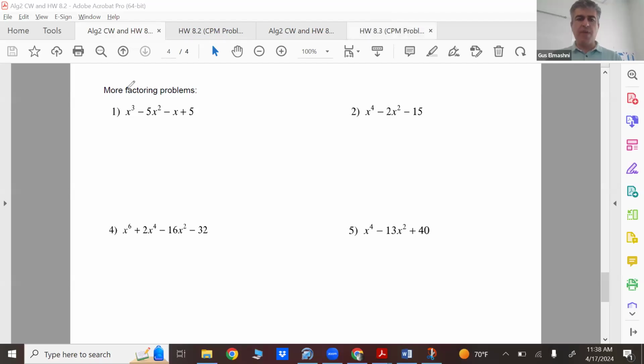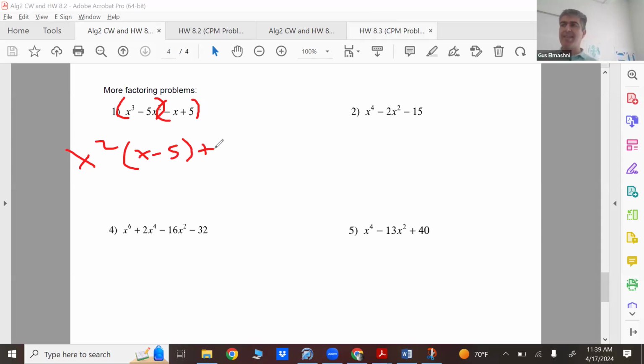So just to show you how these factoring problems work, whenever you have four terms, there's something called factor by grouping. What you do is you group the first two and last two terms. And within each group, you pull a common factor. The common factor for the first group is x squared, leaving behind x minus 5. And the goal is that you get the same group in the second set of factoring. So negative x plus 5, I can factor out negative 1 and also get x minus 5.